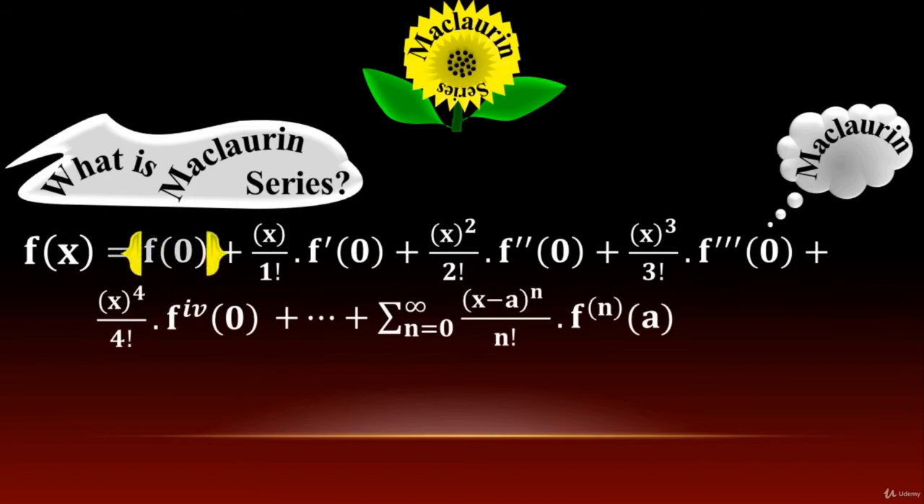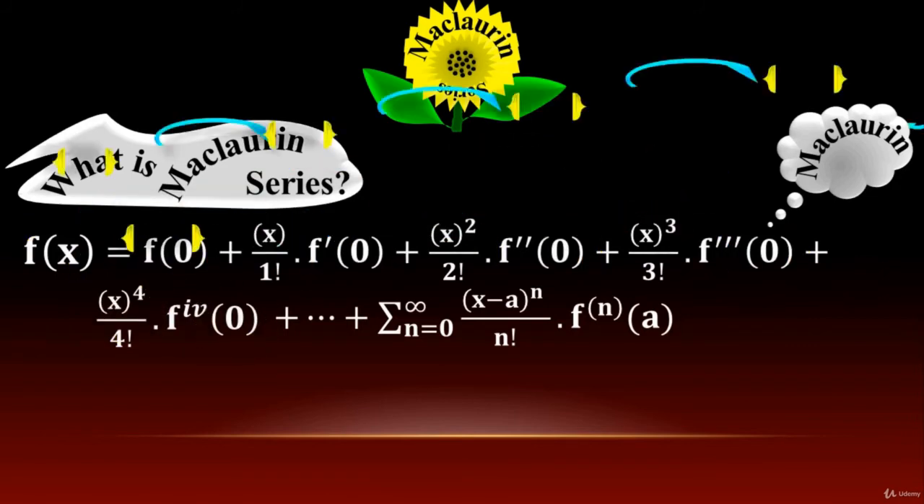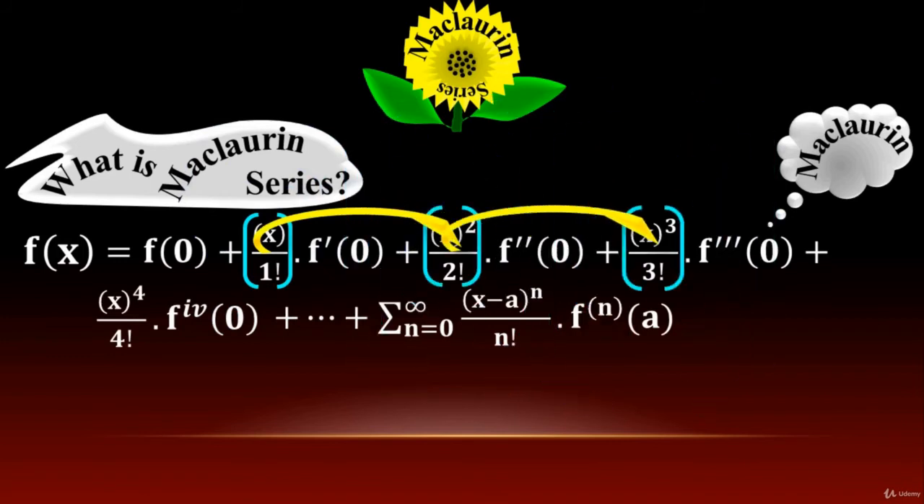Here I have f of 0, take its derivative to have f prime of 0. Take its second derivative to have f double prime of 0. Take its third derivative to have f triple prime of 0. Its fourth derivative to have f fourth prime of 0. This is x over 1 factorial, and here is x squared over 2 factorial. This is x cubed over 3 factorial. This is x to the 4 over 4 factorial.